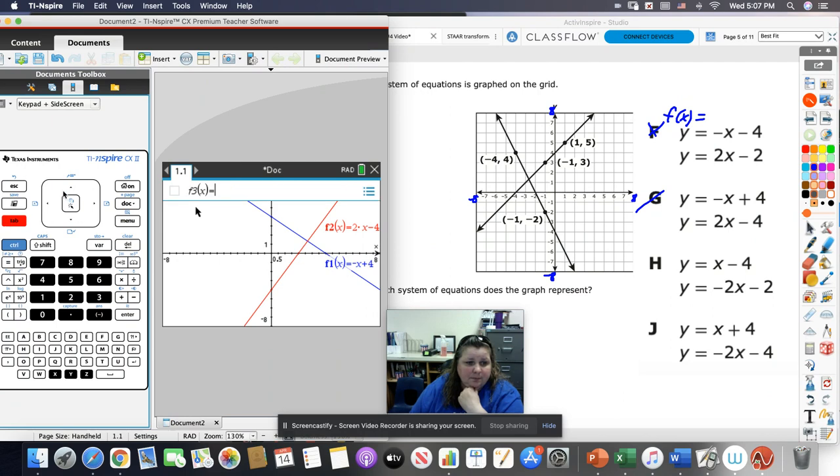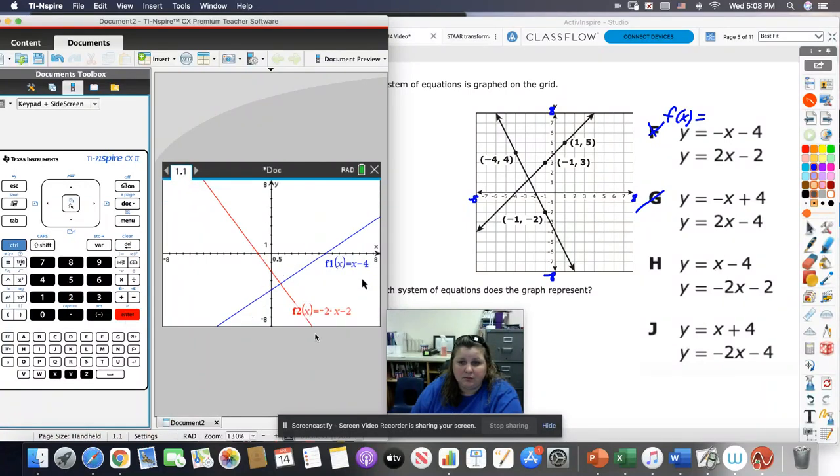Hit tab. Go up to 1. X minus 4. Enter, tab, up. F2, the second equation is minus 2x minus 2. Enter. No, so it's got to be the last one.